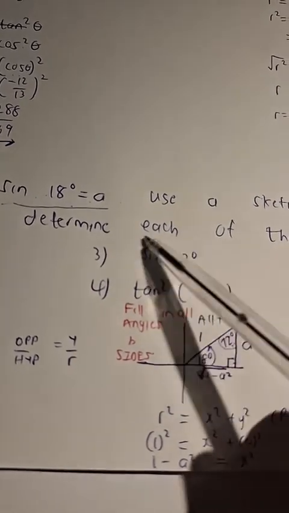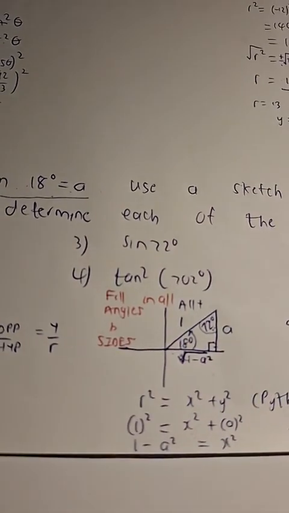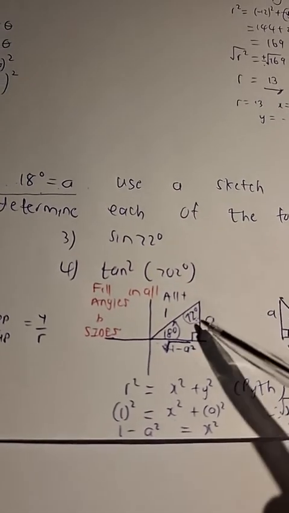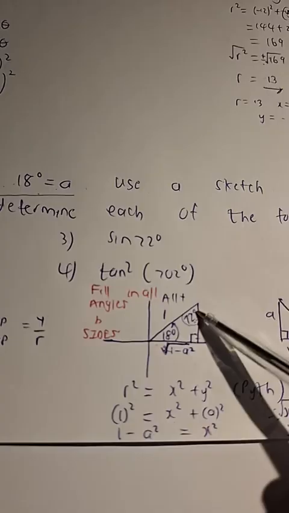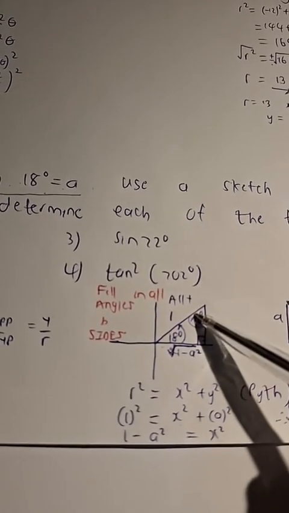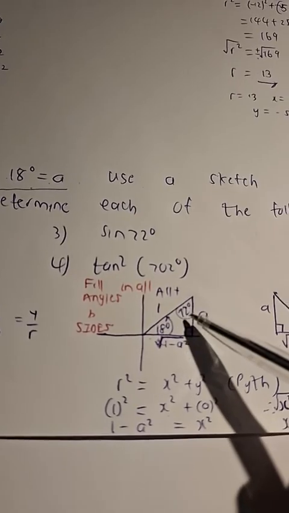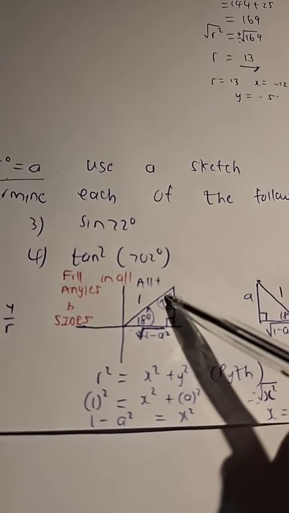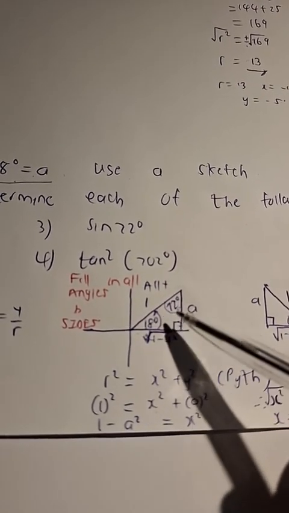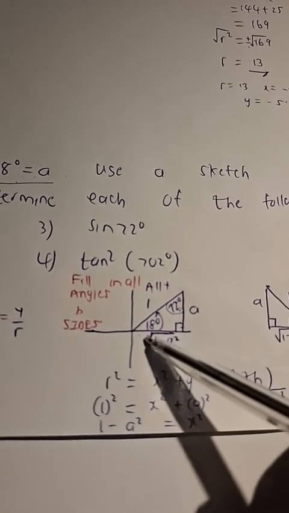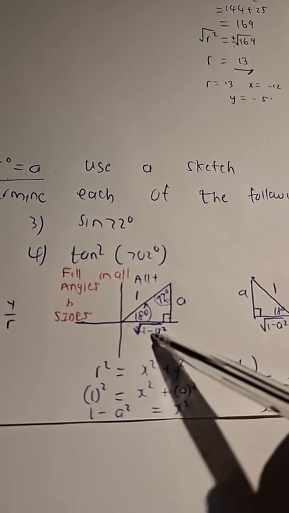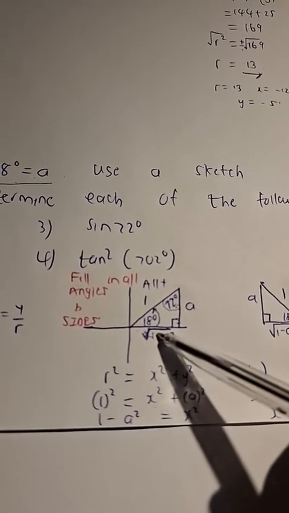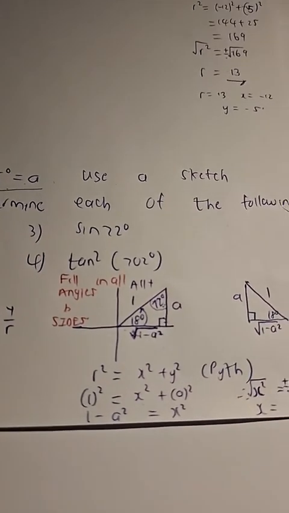Now they're asking us for sine 72 degrees. That's what they're asking us. Sine of 72 degrees. Where is 72 degrees? It's there. What is the definition of sine? It's opposite over hypotenuse. So my question is, if you look at 72 degrees, what is the opposite side of 72 degrees? It is the square root of 1 minus a squared, because opposite 72 degrees is the square root of 1 minus a squared. This is the opposite side. Where is the hypotenuse? It's 1. Okay, so that's why we say the answer is the square root of 1 minus a squared.